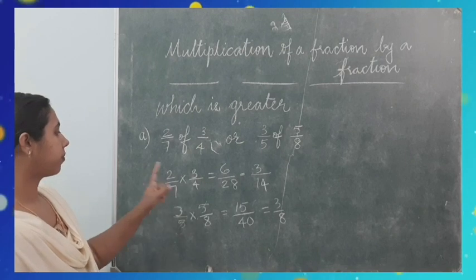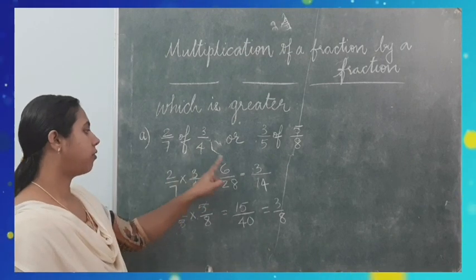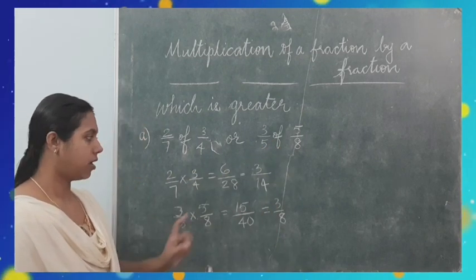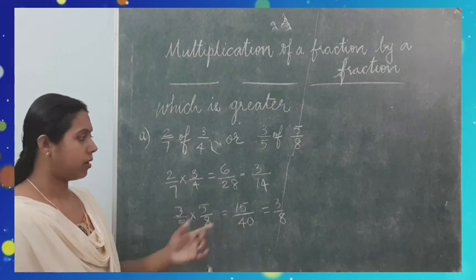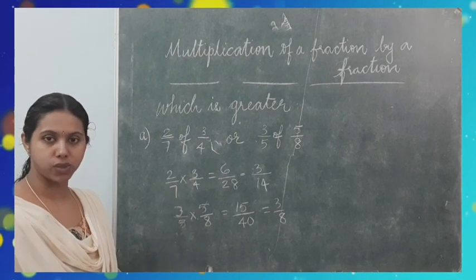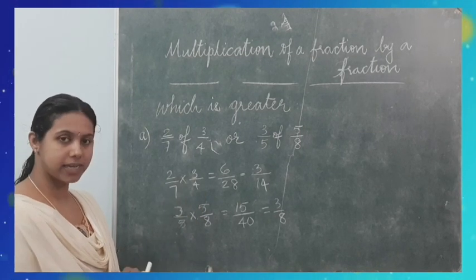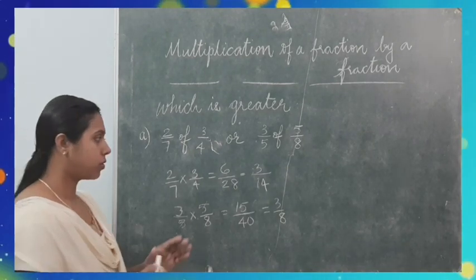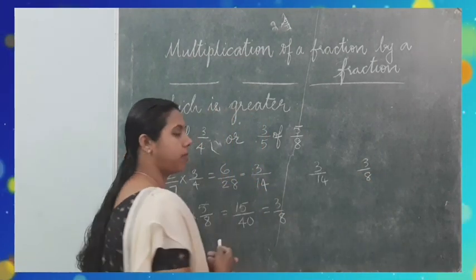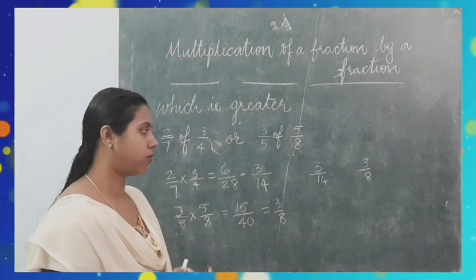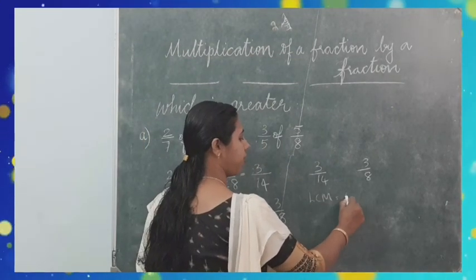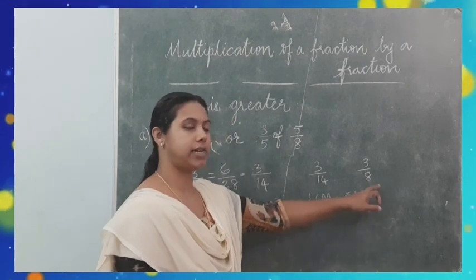So now we got 2 by 7 of 3 by 4 is 3 by 14. 3 by 5 of 5 by 8 is 3 by 8. Which is greater? Both have different denominators. Now directly we cannot compare these two fractions. But if we make the denominator same, we can compare very easily. So 3 by 14 and the second one is 3 by 8. Make the denominator same. That means you have to use the LCM. What is the LCM of 14 and 8? LCM of 14 and 8 is 56.